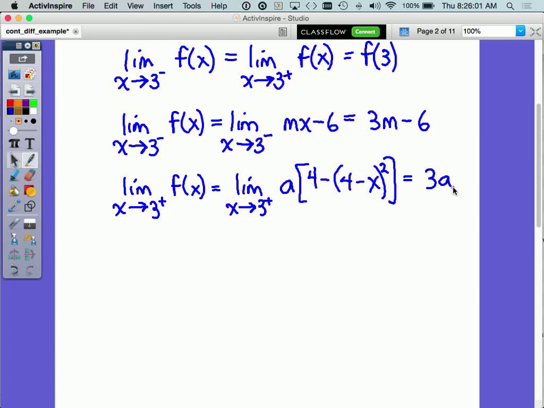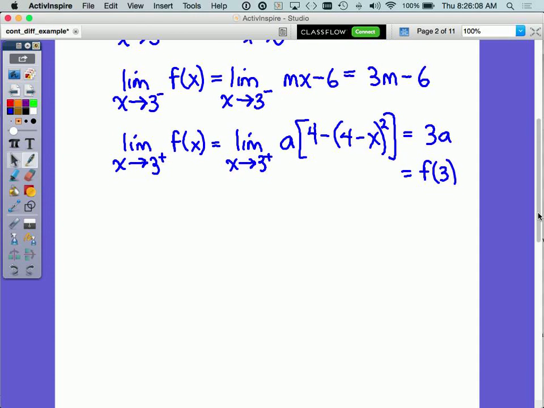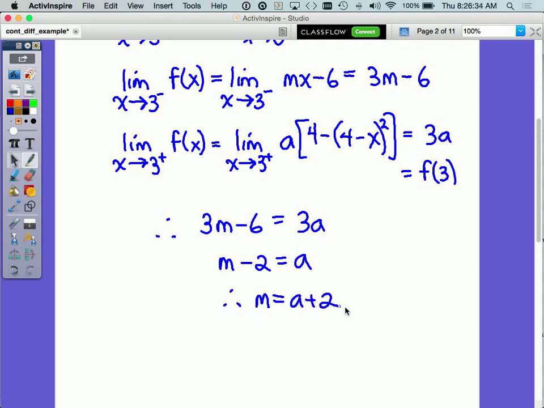And that's also going to be equal to f at 3. And so for continuity, what I need is for 3m minus 6, in other words, the left limit, to equal 3a, in other words, the right limit. And I can clean this up a little bit, and if I divide by 3 all the way through, I get m minus 2 equals a. And finally, I can express this as m equals a plus 2.